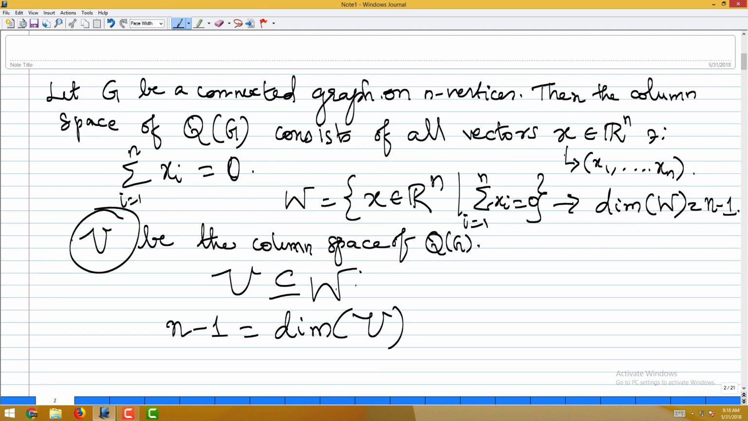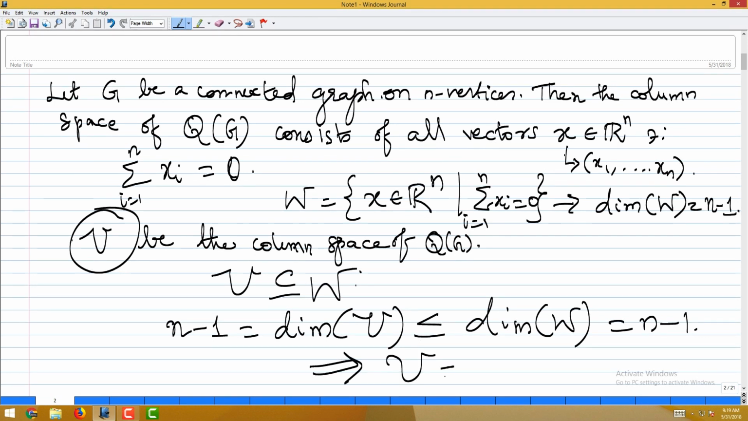When we have a subset, what do we mean? We know that this cannot go beyond the dimension of W, and we also know this is going to be equal to n minus 1 on the other side. The dimension of W is n minus 1, the dimension of U is n minus 1, and U is a subset of W, which means trivially it has to be an improper subset, which is nothing but U is equal to W.